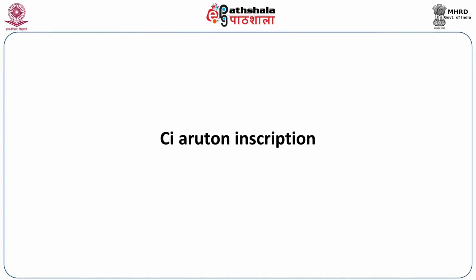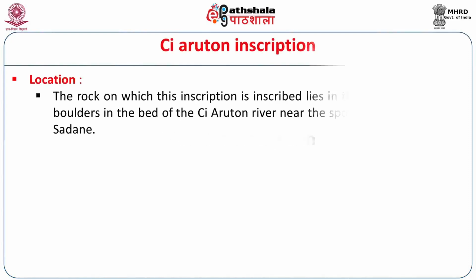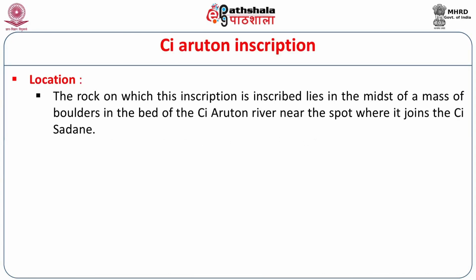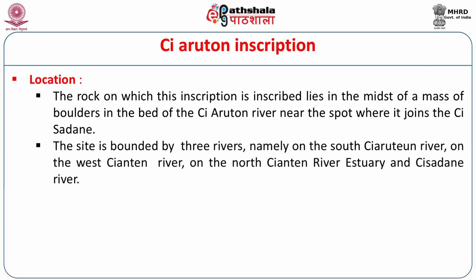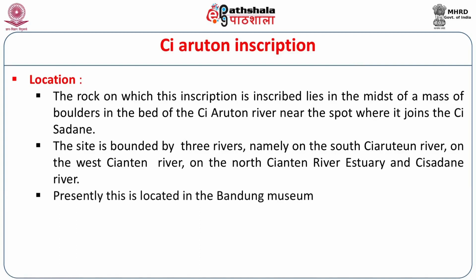Let us first start with the Ciaruteun inscription. The location of this inscription is actually a rock, and it is inscribed in the midst of a mass of boulders in the bed of the Ciaruteun river near the spot where it joins the Cisadane. These are the rivers, and the site is bounded by 3 rivers, namely on the south the Ciaruteun River, on the west the Cianten River, on the north the Cianten River estuary and the Cisadane River. Presently, this is located in the Bandung Museum.